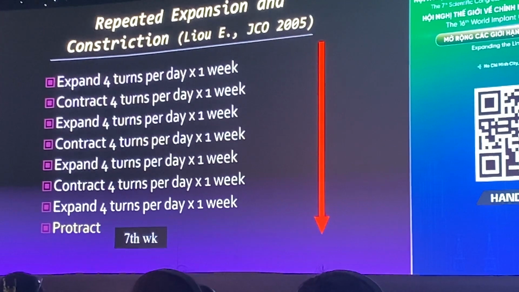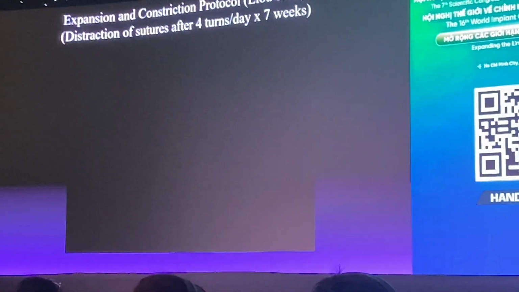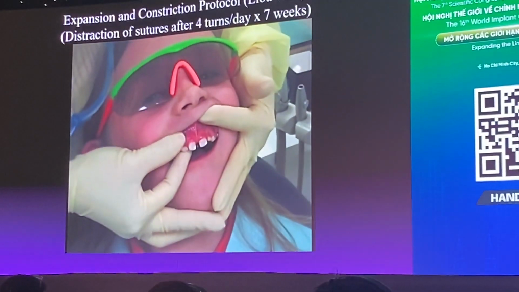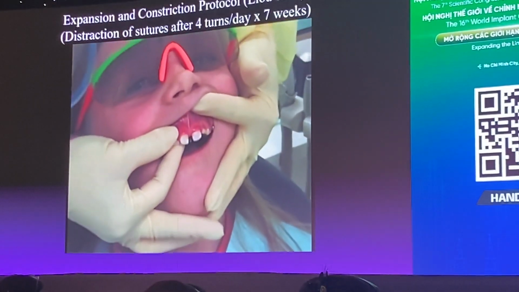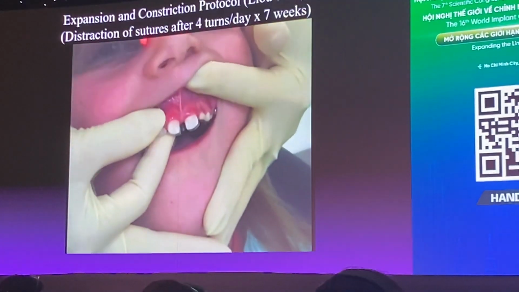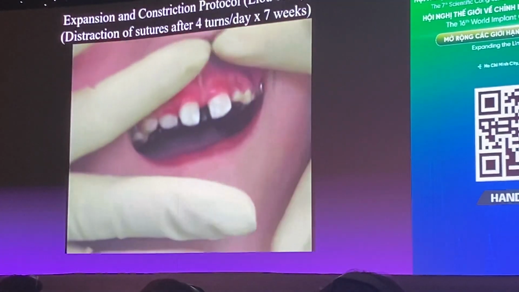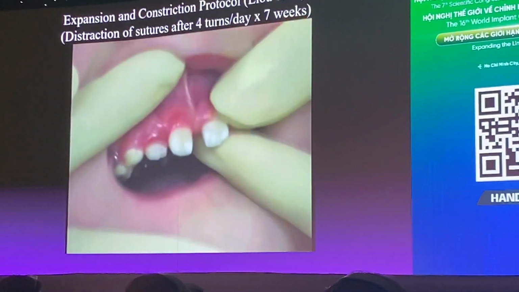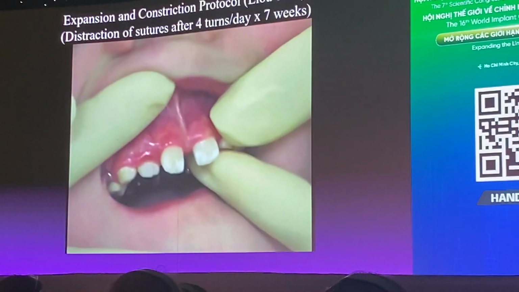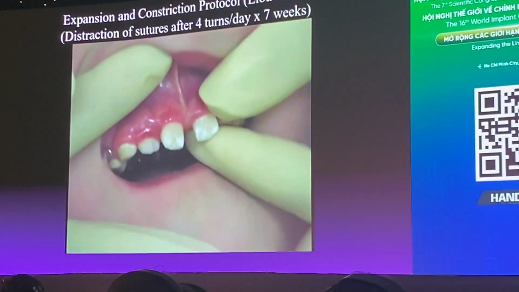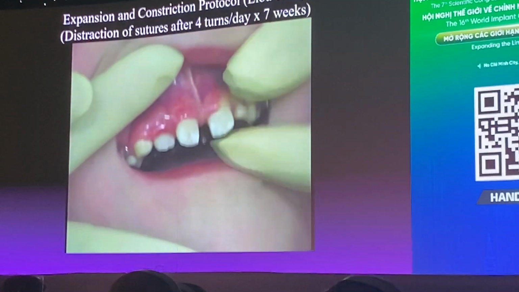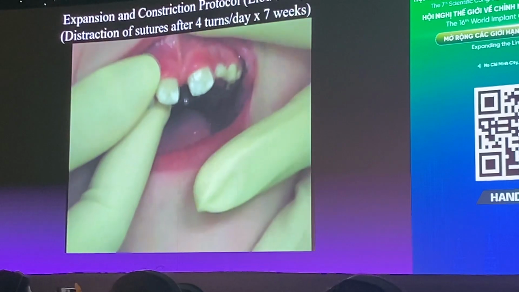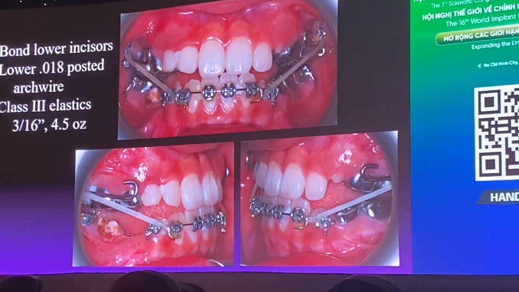Expansion, constriction, expansion, constriction. Now, I'm going to try to show you a movie. So if you do it for 7 weeks and you grab the maxilla, it's actually loose. If you like to play around with that, check it out. In a mixed dentition, if you've gone through 7 weeks of expansion, constriction, that is how loose the maxilla is. And now you start protracting, it's going to move faster.